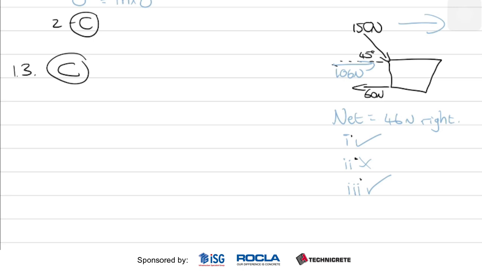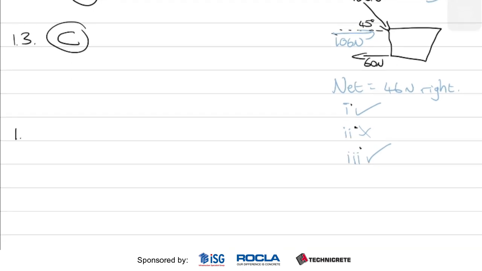Okay, we move on now to question 1.4. Question 1.4 says a man in a lift is moving upwards at a constant speed. So he's going up at a constant speed, therefore no acceleration. Remember, there should be some words that make you think immediately of something else. The weight of the man is W.